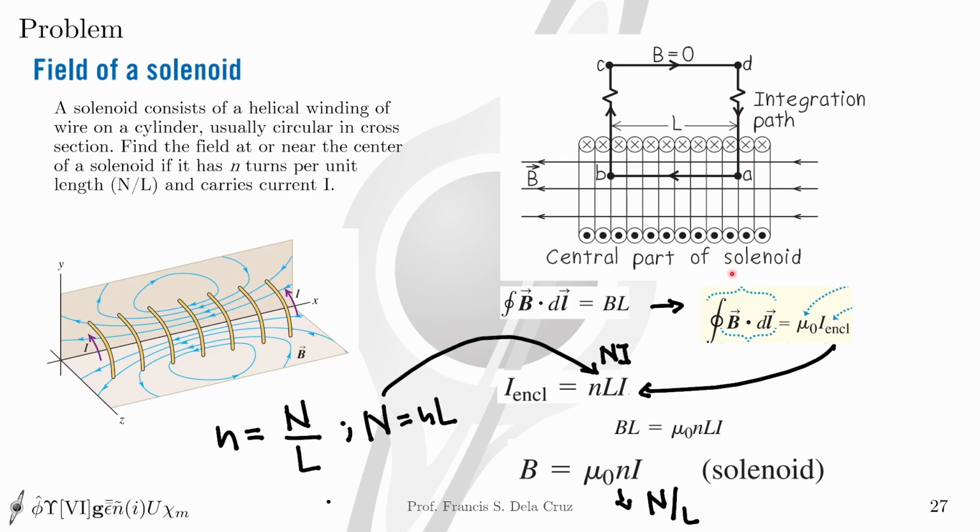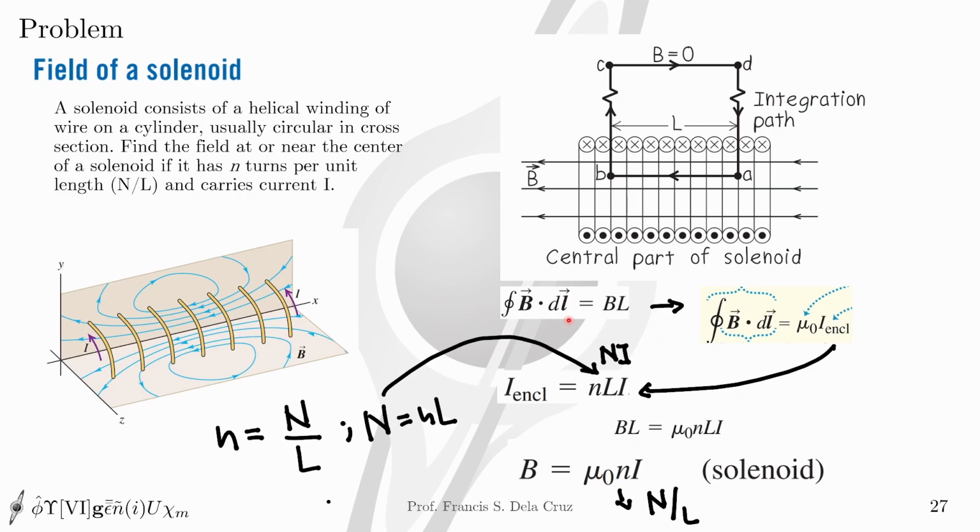How many currents will pass through this integration path? That would be N. And take note that we have N turns per unit length, or the turn density, that is N over L. Therefore, this NI can be equal to n times L times I. So this nLI is the total enclosed current, and then you substitute that in Ampere's circuit law.